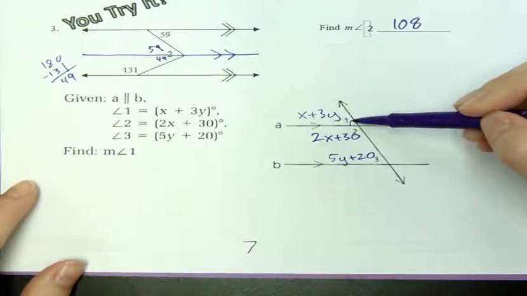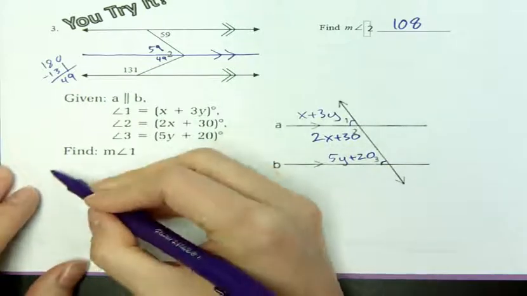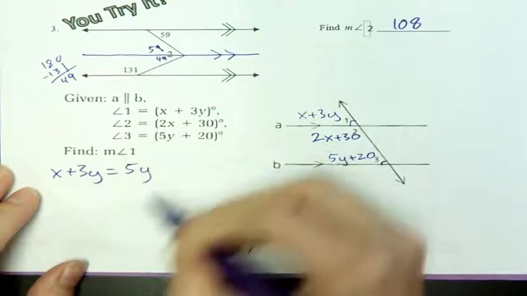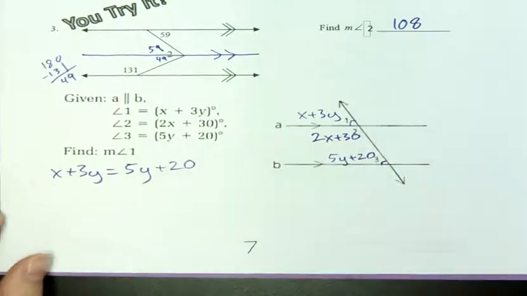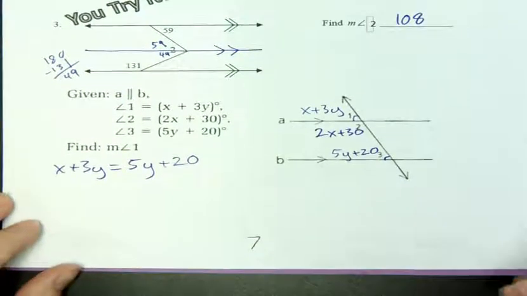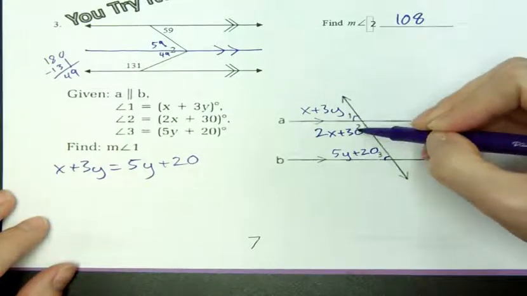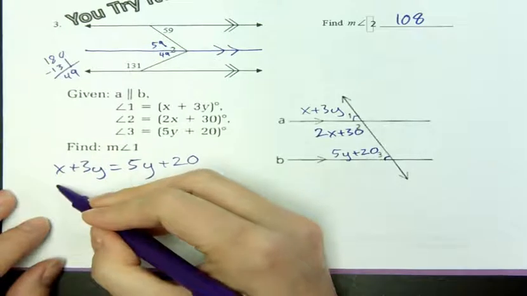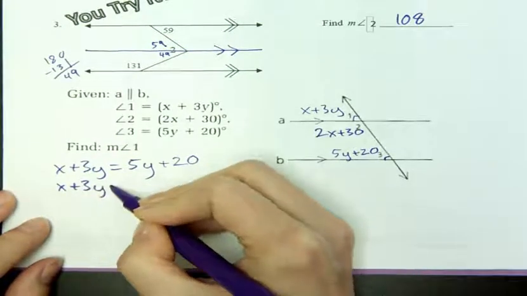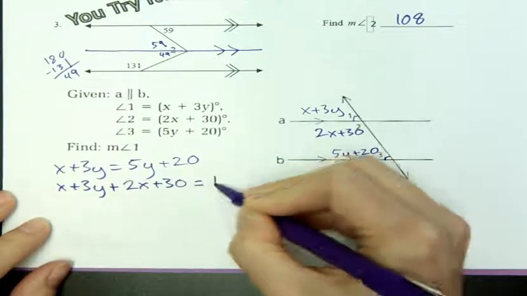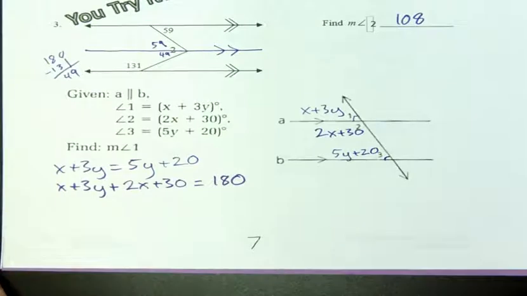Yeah, so I can do my corresponding angles equal each other. And so x plus 3y equals 5y plus 20. And what would my other one be? x plus 3y plus 2x plus 30 equals 180. So these equal 180. Or I could take my consecutive interior angles and make these equal 180. So there's actually three possibilities there. Okay, and then I'm going to solve.